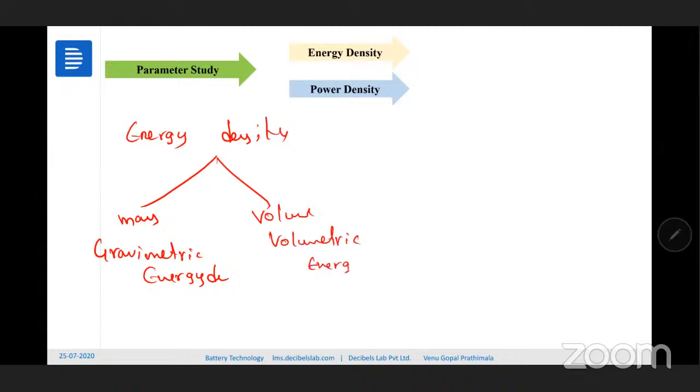So what exactly this is telling is the amount of energy that the cell can store or the cell can give you per unit mass or per unit volume. So that's energy in the sense of cell voltage into cell capacity, which is nothing but watt hour per kg. And here it will be watt hour per liter. Okay. So that's about the energy densities.